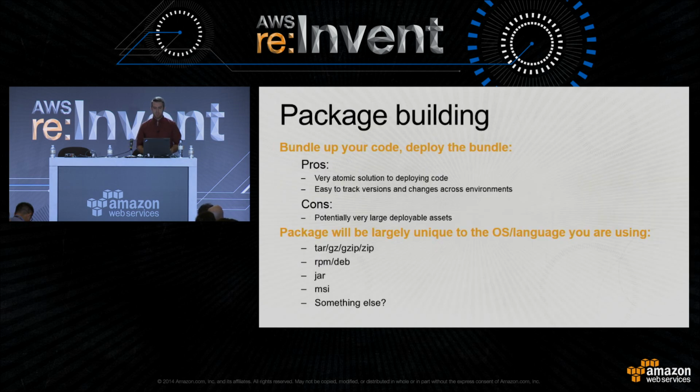The next option is package building. This is the idea of taking your raw code, putting it into some sort of a package, then shipping that package. This is the next step up from just shipping raw code, essentially. What's great about this is it can be very atomic if you do it right. If you're using things like RPMs or Debian files or MSI packages, it's very easy to version control those and make those versions easy to replace. And then again, it makes it very easy to track those changes across your environment.